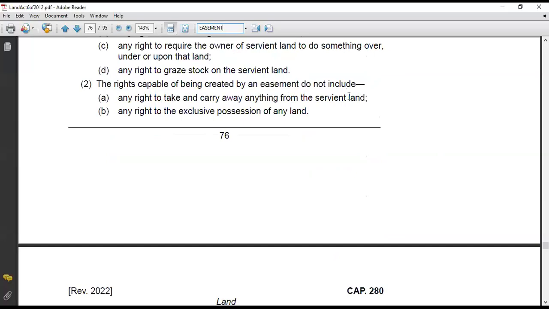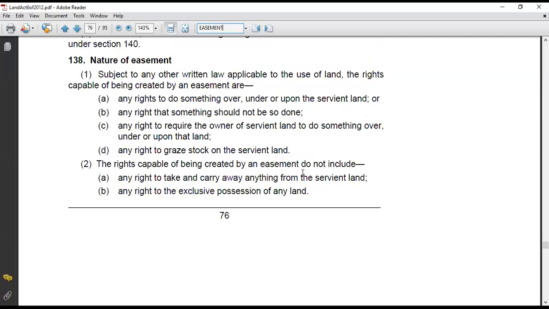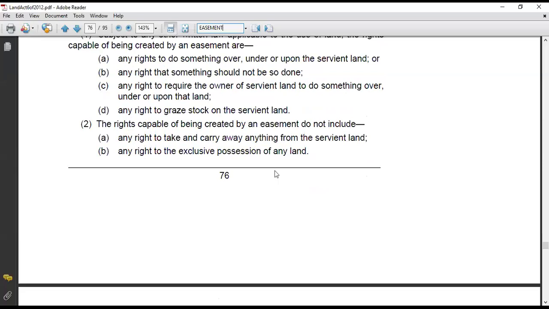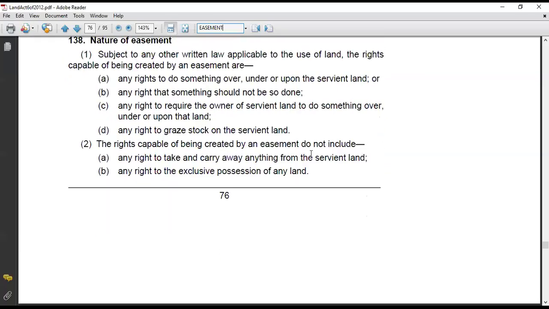So if you want to take something, a question I've asked you, someone wants to take something from land that does not belong to him. Helen, Kate, you've asked, please repeat the question. I'm projecting section 138 of the Land Act. The rights capable of being created by an easement do not include any right to take away anything from the subservient land. So if you want to take something from subservient land, what will that be? That question has been asked in the past, if you have interacted with questions and answers.